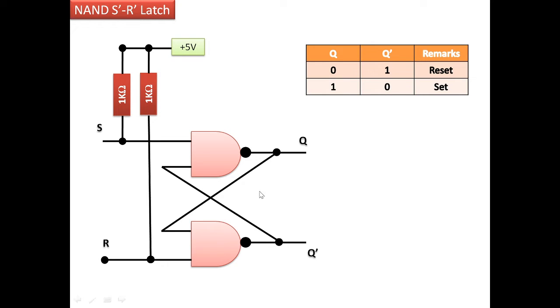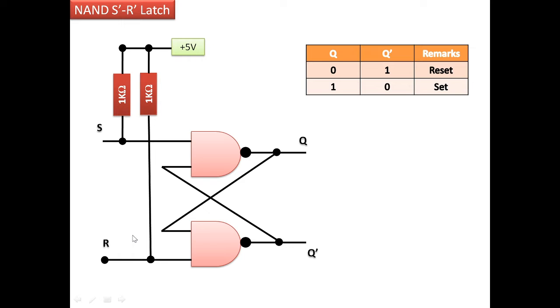You can see the circuit diagram where the output of one of the NAND gates is the input of the other, and similarly the output of this particular NAND gate is the input of this particular NAND gate. The other two inputs are pulled high to +5, that is high logic, using a 1 kilo ohm resistor. So whenever we switch on this circuit, the inputs S and R will be pulled up to high voltage, that is +5.